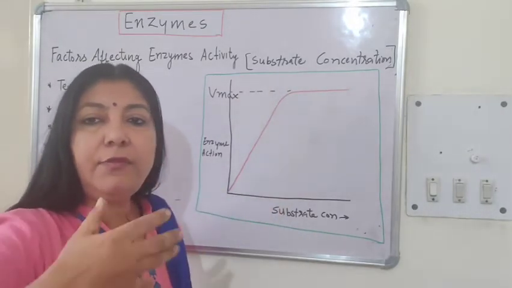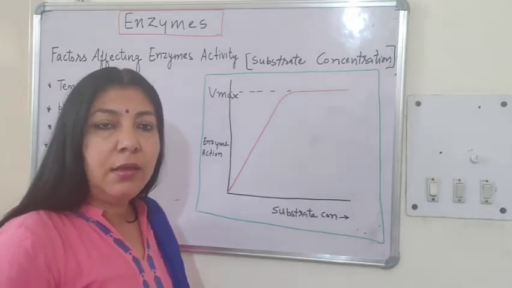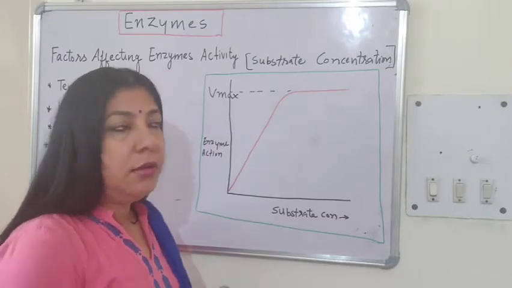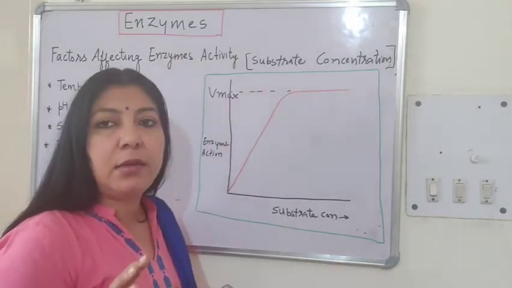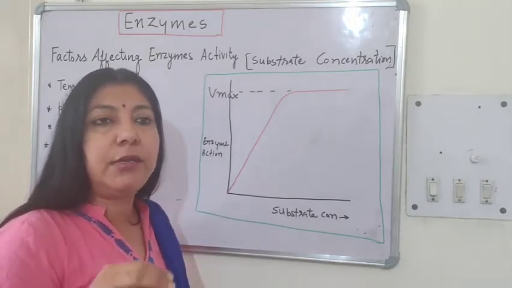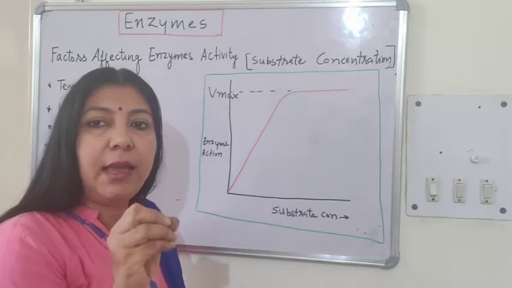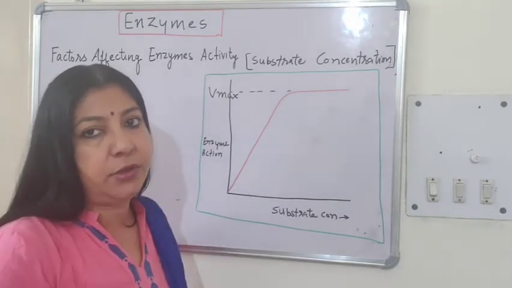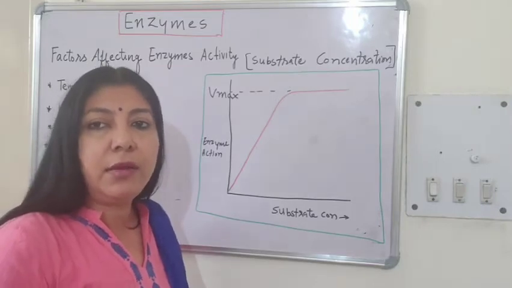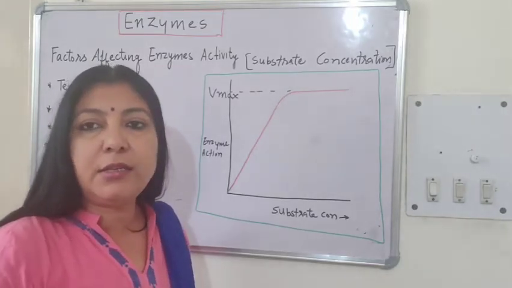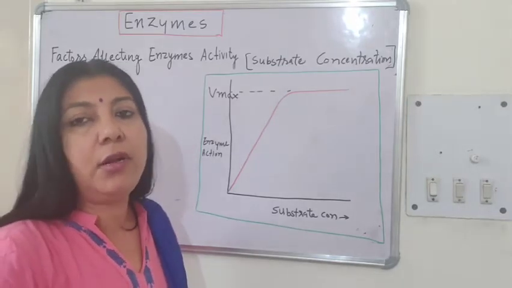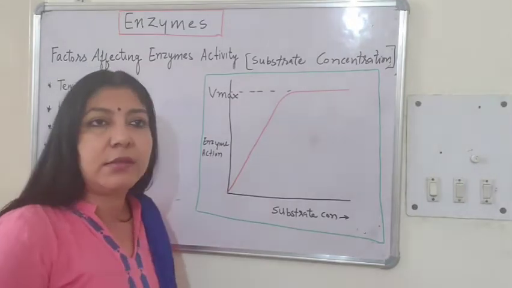After that, even if you increase the concentration further, the velocity of the enzyme action will not increase. That is Vmax. It is because at that particular point, all the active sites of the enzyme will be occupied by the substrate, and there are no more active sites available for further substrate. So even if you increase the substrate concentration, the enzyme activity will not increase. So that is called Vmax.